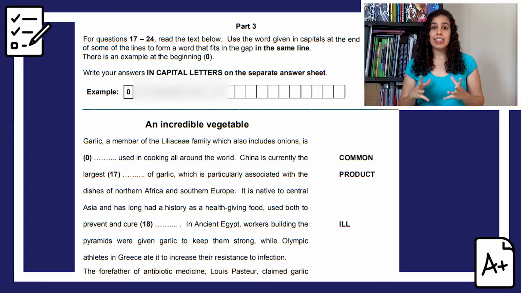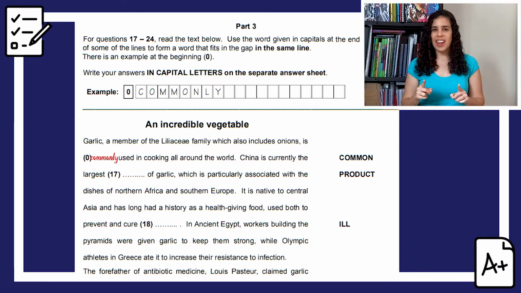The word provided is common. Since the word common comes right before the word used, it means that it is an adverb that is modifying the way it is used or how they use garlic. As adverbs usually follow -ly as a suffix, the gap is filled with commonly. That's right. This was easy, right? Now, let's go to the next gap.